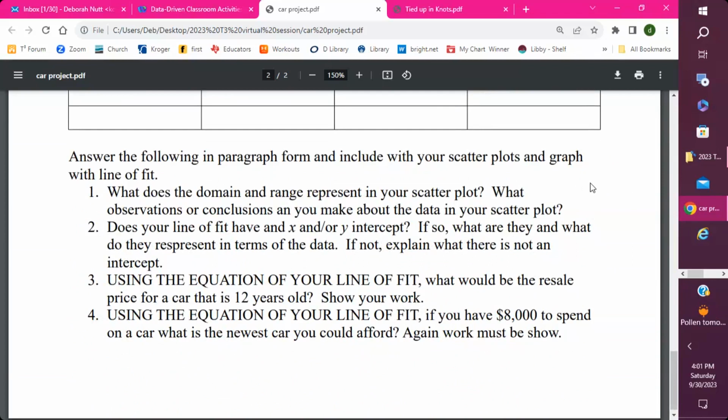What is your line of fit? Does it have an X or Y intercept? Why is that the case? Thinking about exponentials and things like that. And again, some of these prediction equations and things like that at the end.